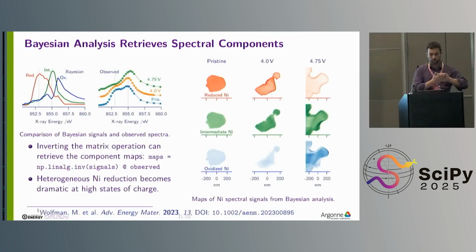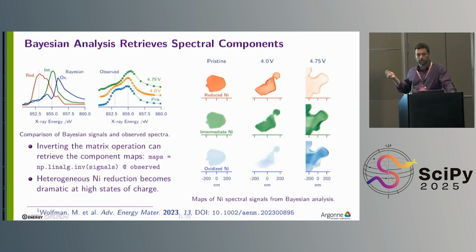And then we can use this to then get our maps, which is what we see on the right. So this is those three different particles, and these are the maps for each of those three signals laid out on this table here. In the pristine state, which is the one on the left, you can see that the reduced and the intermediate and even the oxidized signal to an extent are more or less uniformly distributed around the particle, and this is what we'd expect. As we start charging, most of the oxidation is happening more towards the center of the particle.